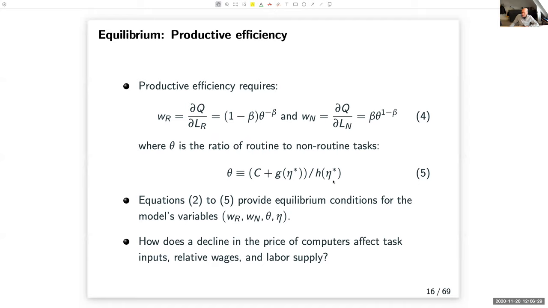And so equations 2 to 5 give you all the equilibrium conditions that you need to solve for the model's variables, which are the wages, a relative quantity, the number of routine tasks in the economy over non-routine labor tasks, and eta star, the marginal worker who is just indifferent between supplying her labor to non-routine or routine labor tasks. So that's this threshold value, eta star.